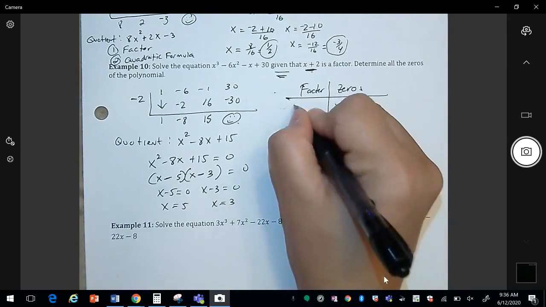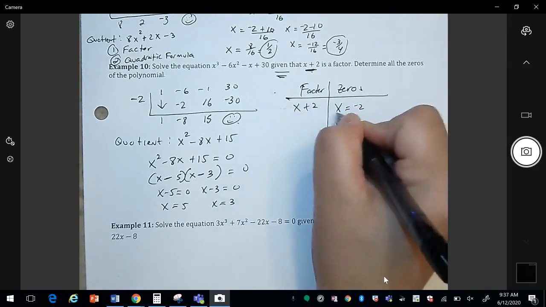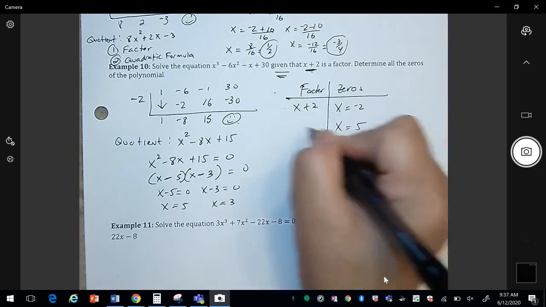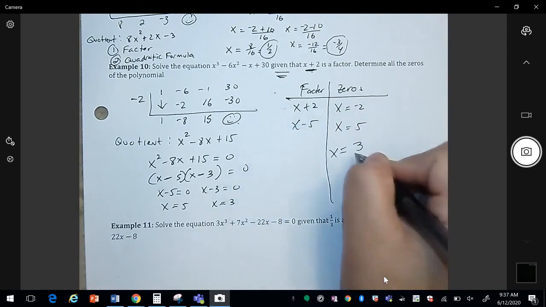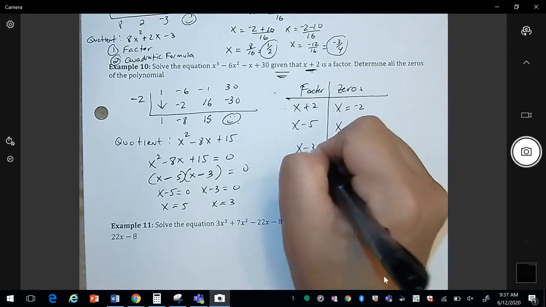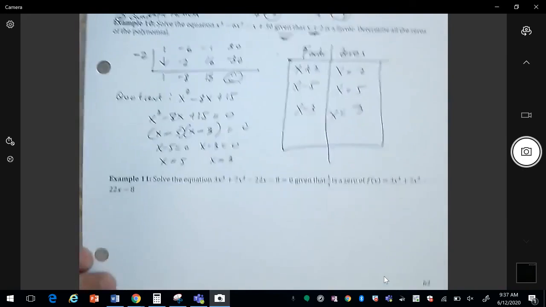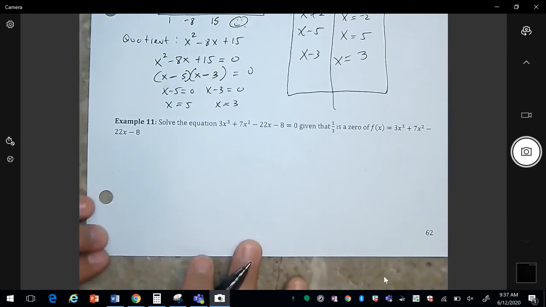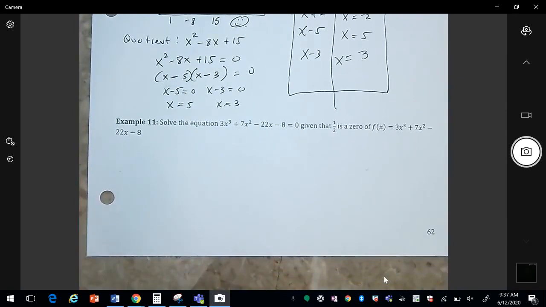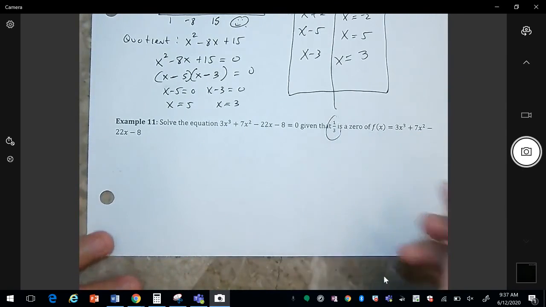My factors are x plus 2. I bring the 5 to the left side by subtracting, and bring the 3 to the left side by subtracting. Number 11, solve the equation given that negative 1/3 is a 0.